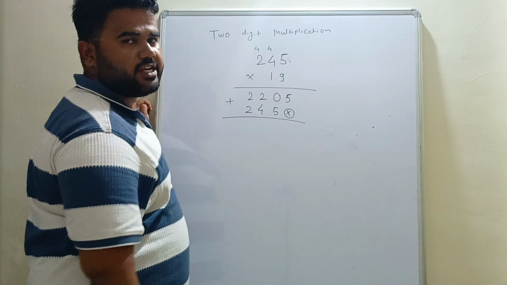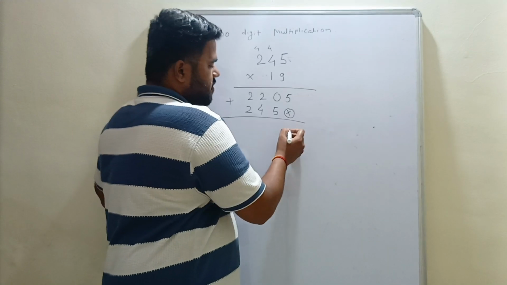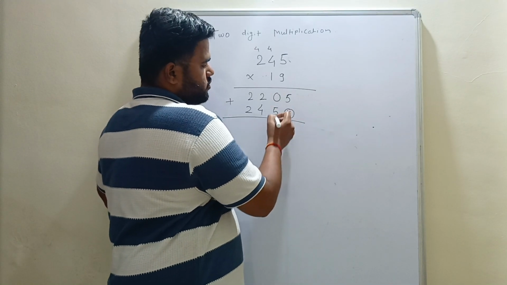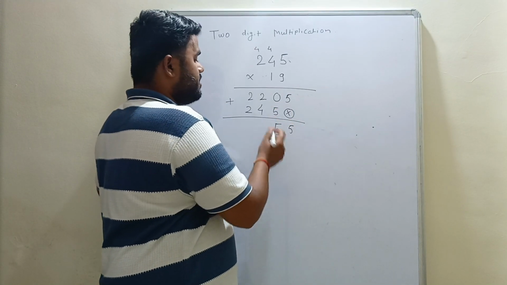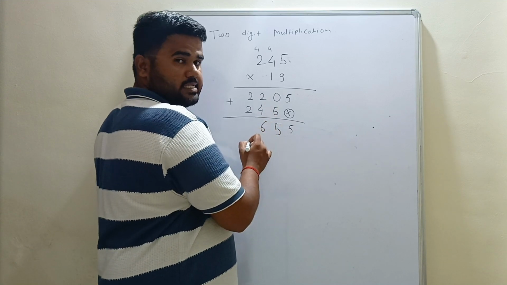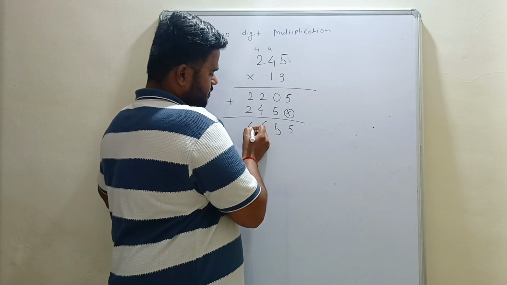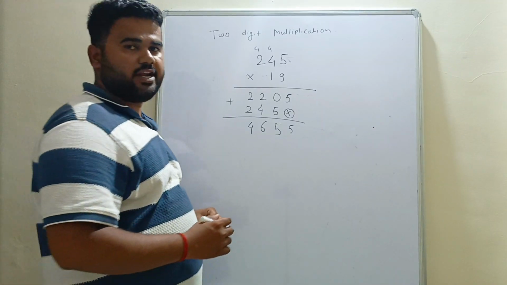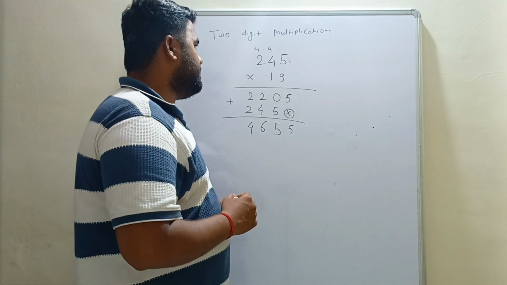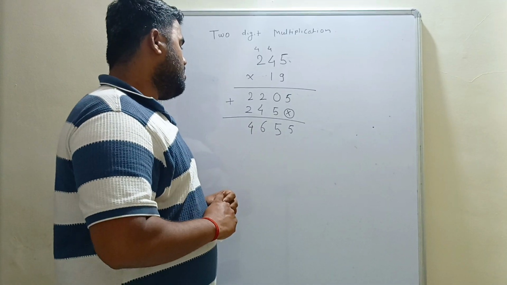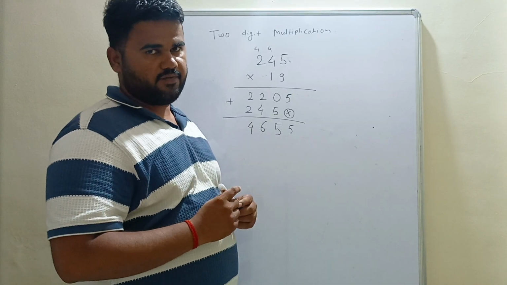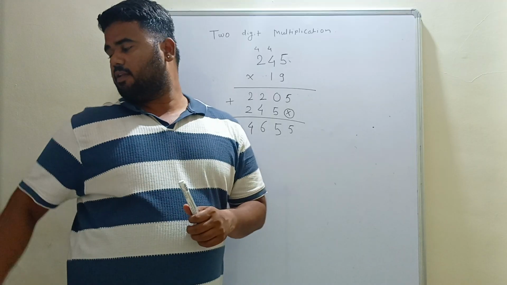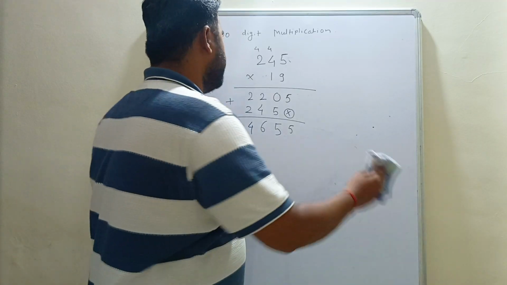Then we will take addition here. 0 plus 5 is 5. 4 plus 2 is 6. And 2 plus 2 is 4. This is our second multiplication, and the addition of this multiplication of these two numbers is 4655. Then we will perform our third multiplication.